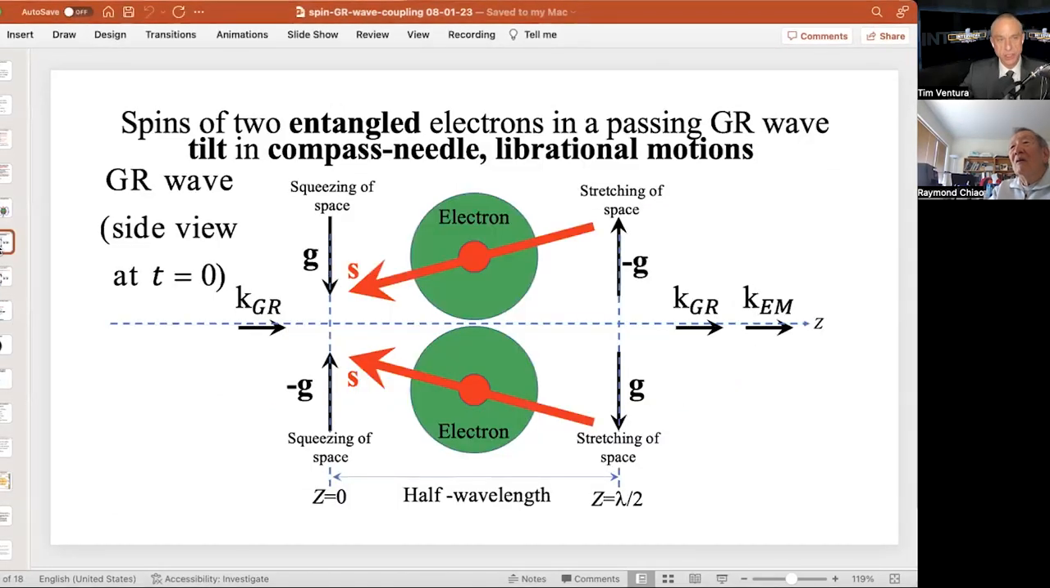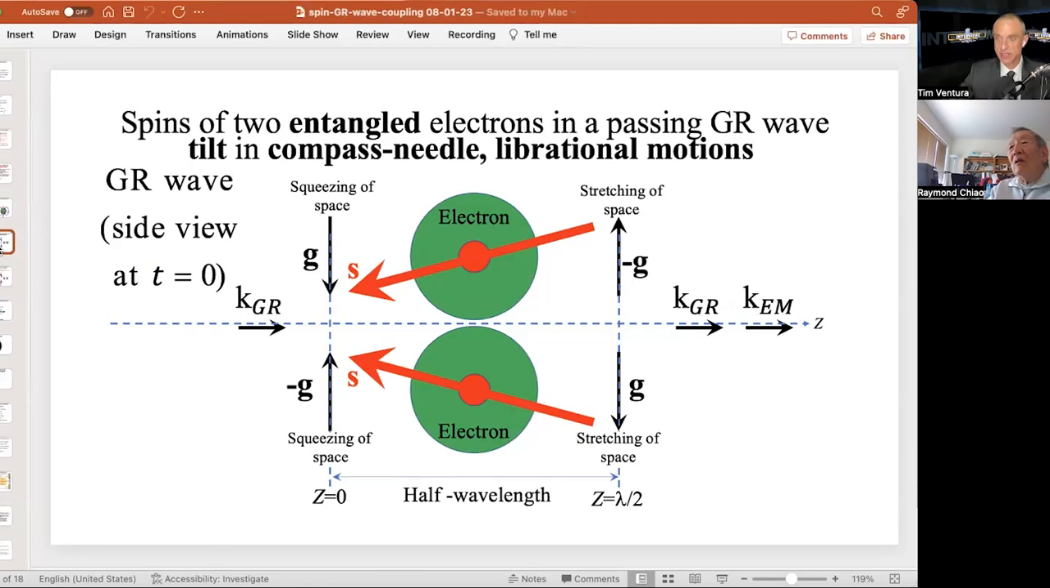Well, thank you. So let me actually go to another one of your slides. This shows the spins of two entangled electrons when a passing gravity wave causes them to tilt, right? So they're entangled. When the gravity wave hits, they tilt towards each other. I wanted to show this to the audience so they get a better understanding of what you're talking about.